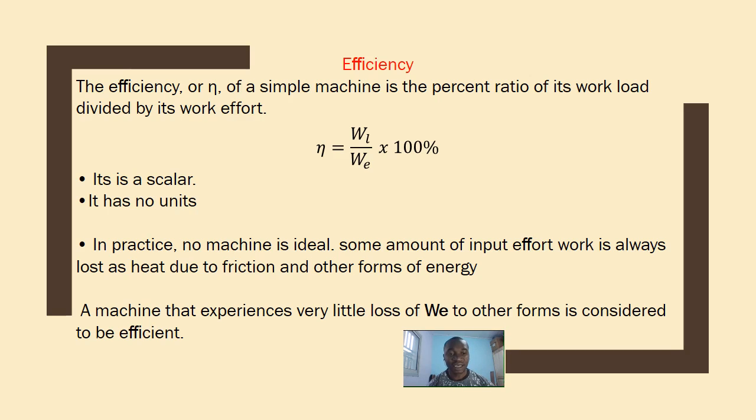It is a scalar quantity. It has no units. In practice, no machine is ideal, meaning that no machine has an efficiency of 100%.